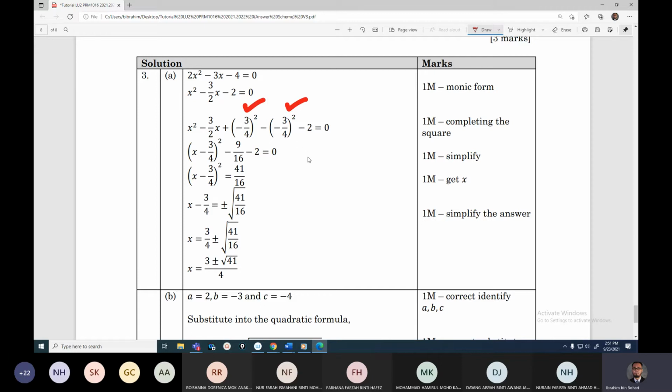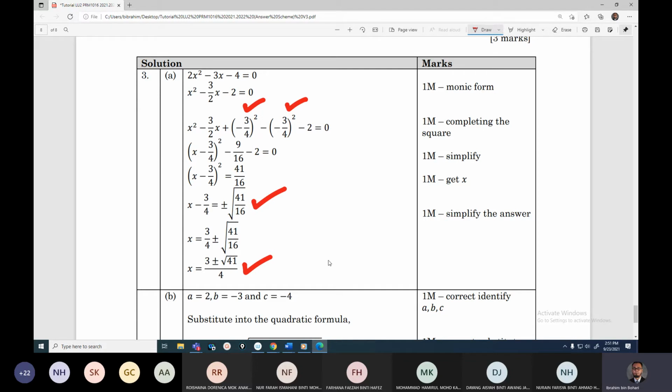Okay, and then find the value of x. X minus 3 over 4 equals to the plus minus 41 over 16. And last year x equals to the 3 plus minus 41 over 4. Okay, question A. Question B.